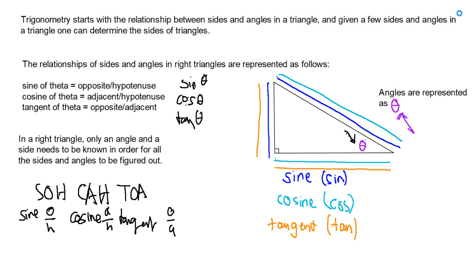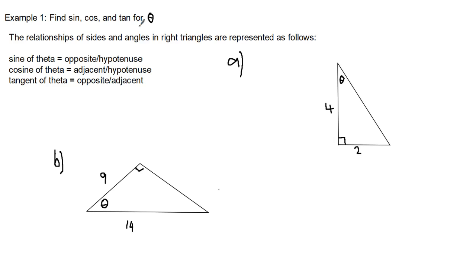Anyways, we have ourselves our example. Maybe some of these are going to be from the book, but none of these are really going to be from the book because we need to brush up on our trigonometric basics. So find sine, cosine, tangent for theta. I don't expect a real answer. You could try if you want to. Try right now.